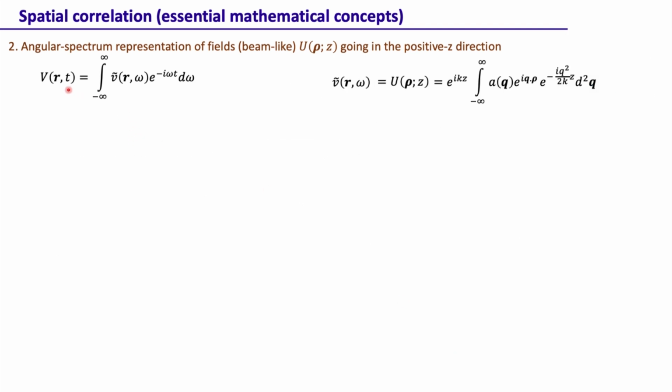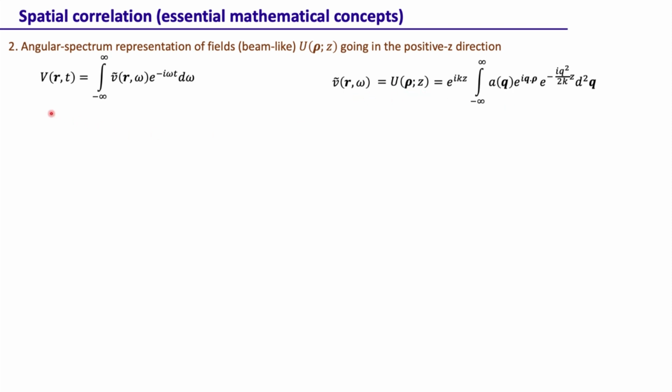Okay, so this is the spatiotemporal field we have, and this is the individual frequency component, and this individual frequency component can be written as a two-dimensional Fourier transform in this manner, where AQ is called the angular spectrum, and this is written within the paraxial approximation, and this represents a beam-like field going in the positive z direction. Okay, this is the field.